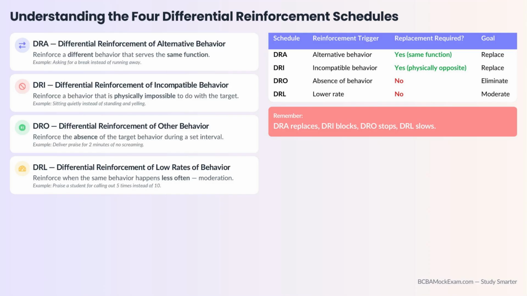DRI is incompatible behavior. We reinforce something that physically cannot happen at the same time as the problem, like hands in pockets instead of hitting. DRO is other behavior. We don't care what the person is doing, we just reinforce that the target behavior did not occur during a time window. DRL is low rates. The same behavior is okay, but only if it happens less often than before. Remember this summary: DRA replaces, DRI blocks, DRO stops, DRL slows.